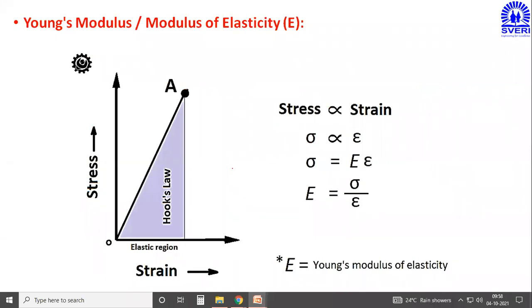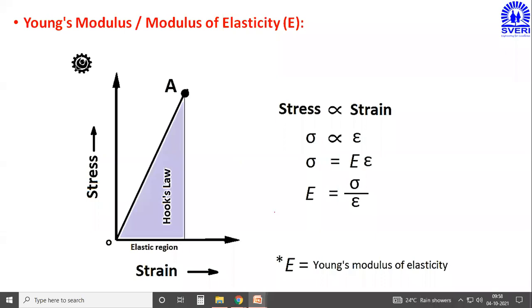So based on these three elastic constants, 101%, some definitions or some 1 or 2 marks numericals will be asked in the examination. It may be important for your GATE exam. Also, it may be important for your competitive exam. So basically, there are three types of elastic constants.